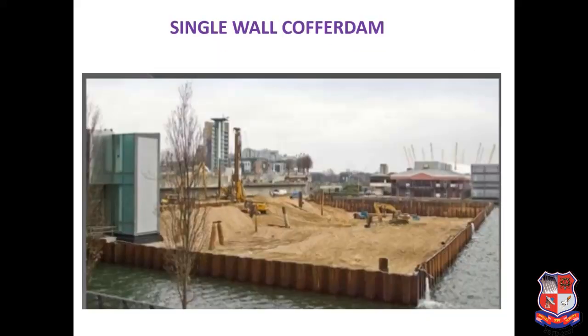Next important type of cofferdam is called single wall cofferdam. So here in this figure there is a single row of sheet pile that is provided all around the area to be enclosed. So this is the dry working area in which we have to work. So initially there was water, and by insertion of single sheet piles, a single layer of sheet pile, it is enclosed, and then dewatering is done.